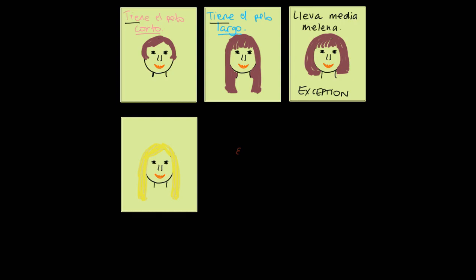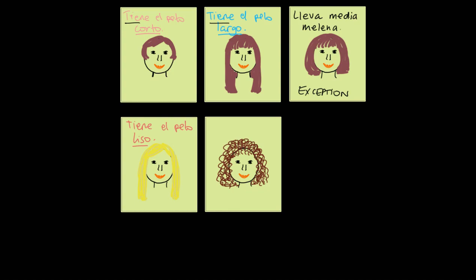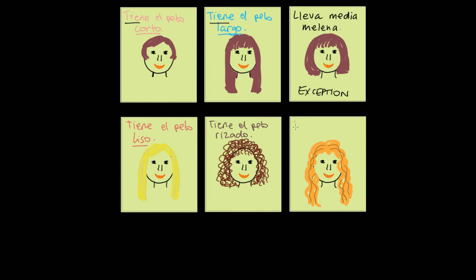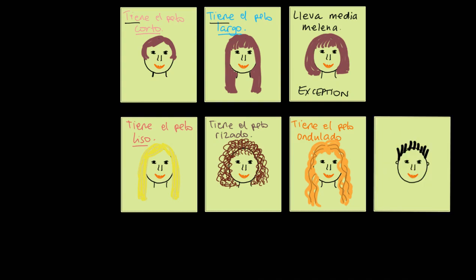So in that case, if she's got straight hair, we would say tiene el pelo liso, tiene el pelo liso. I would say here, tiene el pelo rizado, curly, tiene el pelo rizado. Tiene el pelo ondulado, wavy. Or I could say here, tiene el pelo de punta, spiky. Tiene el pelo de punta.